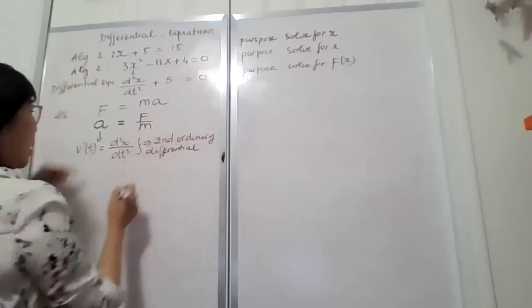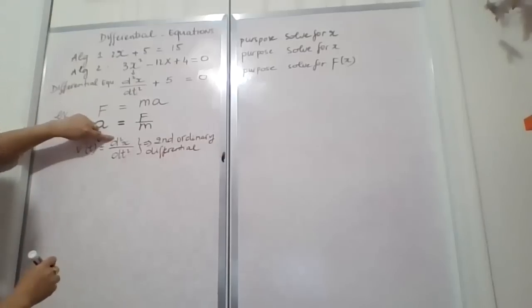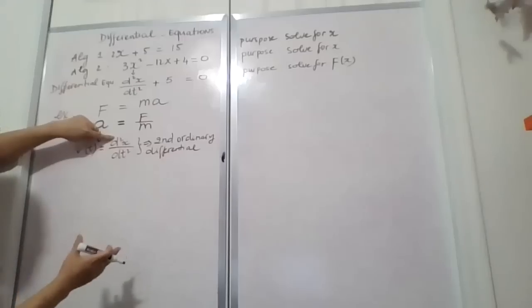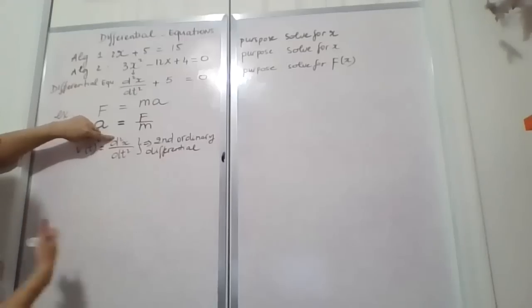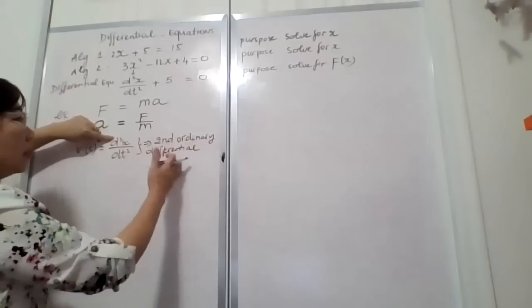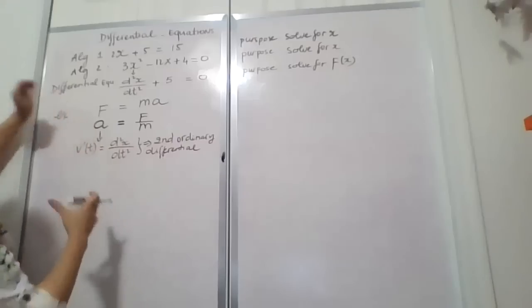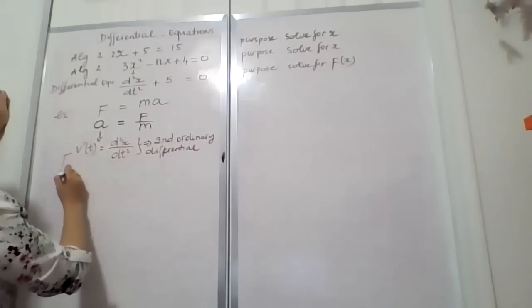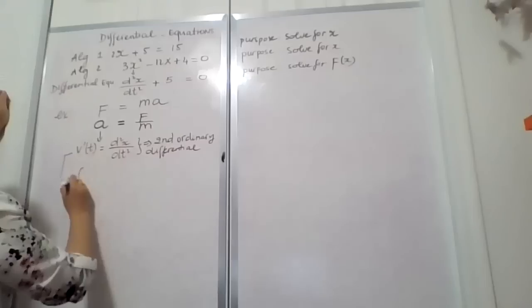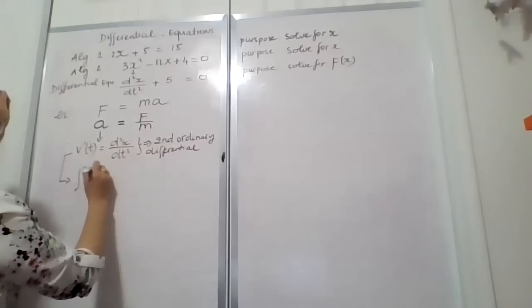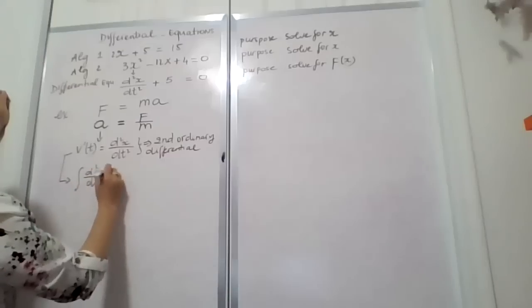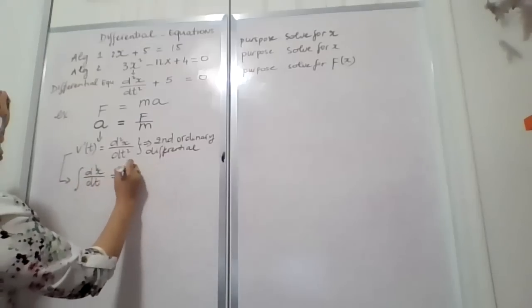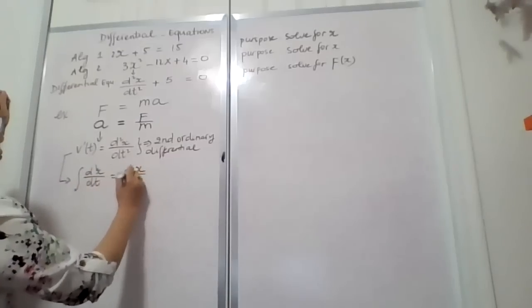And we call it second because this is the second derivative, right? We have first derivative and we have second derivative. So this is the second derivative, so we call it second ordinary differential. Now, if we integrate this derivative, we get back to the first level. We get back to dx over dt.